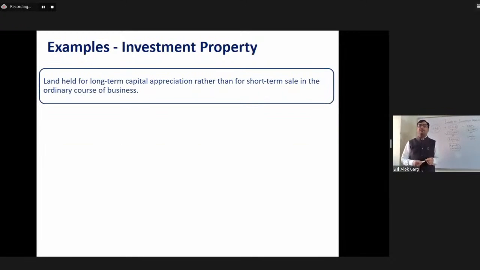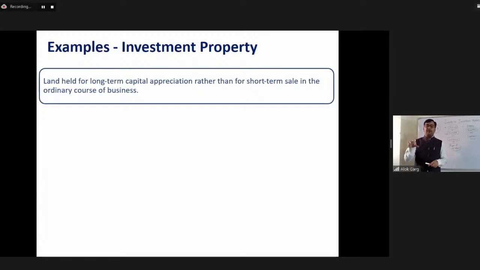Land held for long-term capital appreciation rather than for short-term sale in the ordinary course of business. So if the company is acquiring land just for selling in the short term, for example, the company has purchased 10 plots of land and the objective is to sell those lands, in that case it will not be considered as an investment property. It will be considered as inventory. For example, a real estate developer is acquiring land for selling purposes. It will be inventory for him.